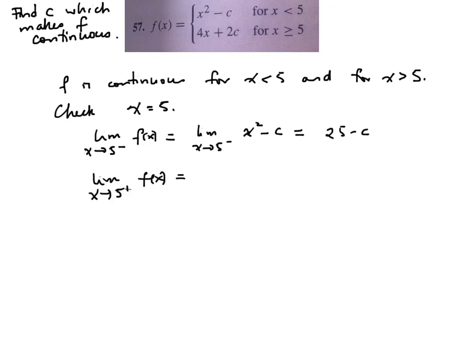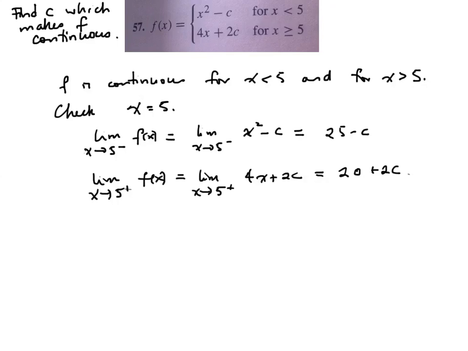now if x is a little bit bigger than 5, we're on the part of the graph that looks like the line 4x plus 2c. And again, this line is continuous. So when we take the limit, we can just plug in that point at the end, and we'll get 20 plus 2c.